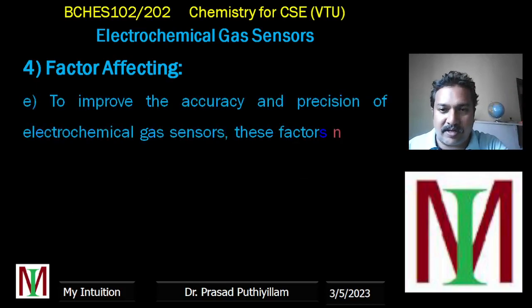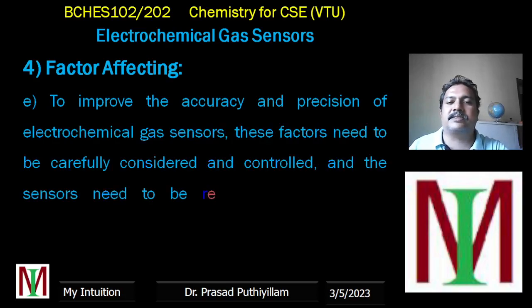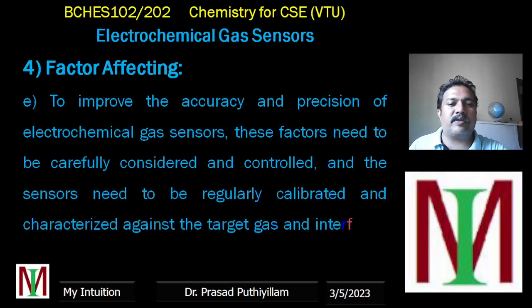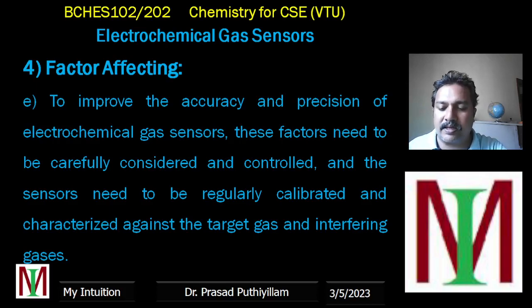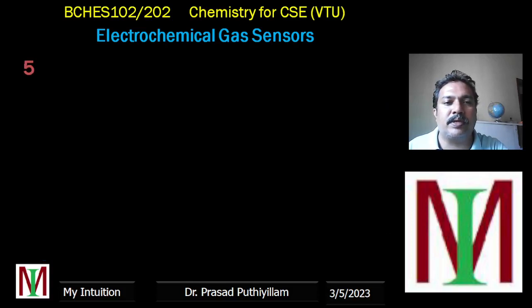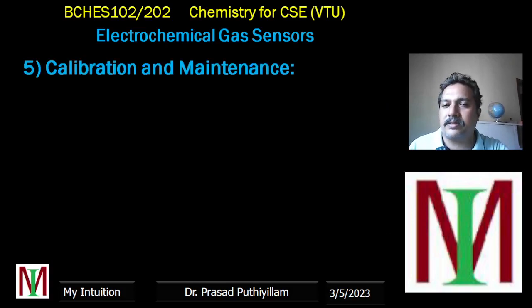To improve the accuracy and precision of electrochemical gas sensors, these factors need to be carefully considered and controlled, and the sensors need to be regularly calibrated and characterized against the target gas and interfering gases. That means we need to keep checking the effectiveness of the sensor with known gas concentrations and known temperature, pressure, and humidity conditions. We need to check whether we are getting reproducibility, or the value which is actually needed to be given by the sensor.